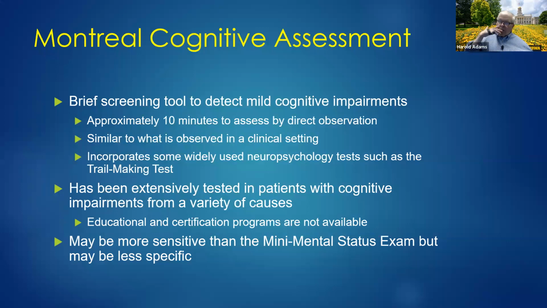Now, obviously, there are other numerical scales, such as the Montreal Cognitive Assessment, that is used in a wide variety of studies that are being done in dementia or cognitive impairments. This is a study that can be done by direct observation. I'm sure all of you have been involved with the scale. It has been extensively used and is now kind of the standard test for cognitive testing. It is more sensitive than the mini mental status exam, but it may be less specific.